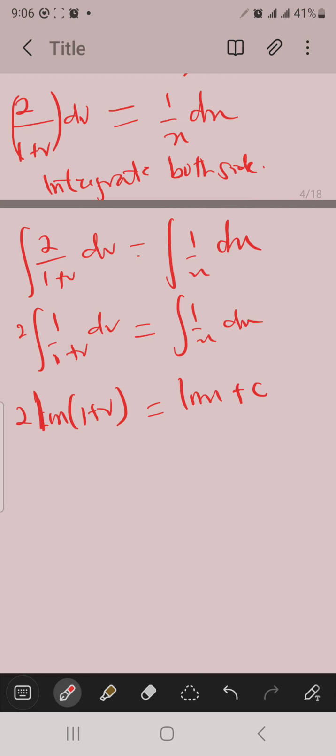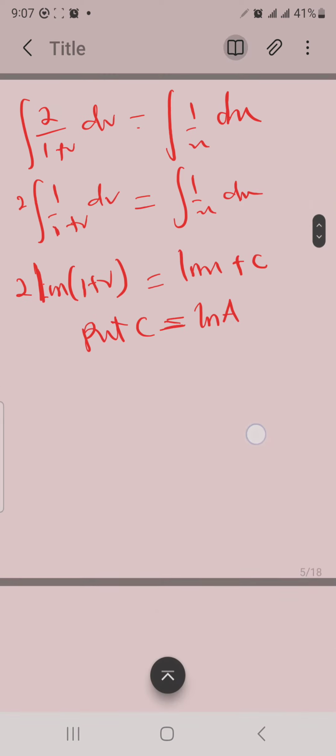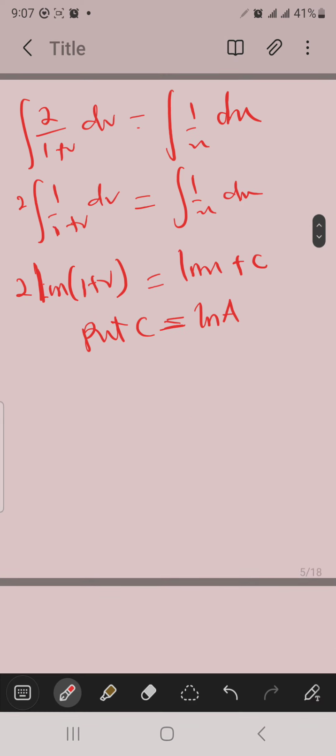Now, when you have this type of question with ln, this c, we do put c. You know c is constant. I'm very sure you know what integration is. This one is going to be ln a. I hope you understand it. If you don't know integration, go and check on our website, or YouTube or TikTok or wherever you see it. So this one is going to be 2 ln 1 plus v equals ln x plus ln c.